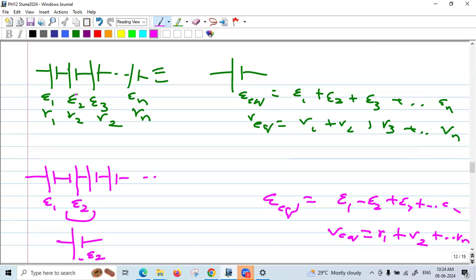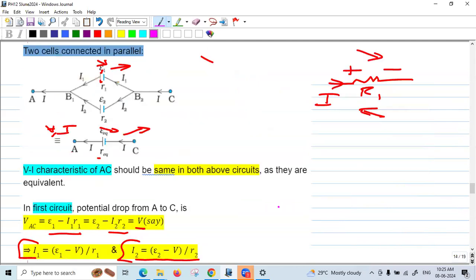Okay, so n cells connected in series, we can replace with a single equivalent cell whose EMF is the sum of the EMFs and whose internal resistance is the sum of the internal resistances. Only for the equivalent EMF, I have to look at the polarity of the EMFs. If it is reversed, I have to put a negative sign. That is the only trick, or extension, of the simple idea. Similarly, once you know how to combine cells in series, the next thing is in parallel. So you have two cells in parallel.